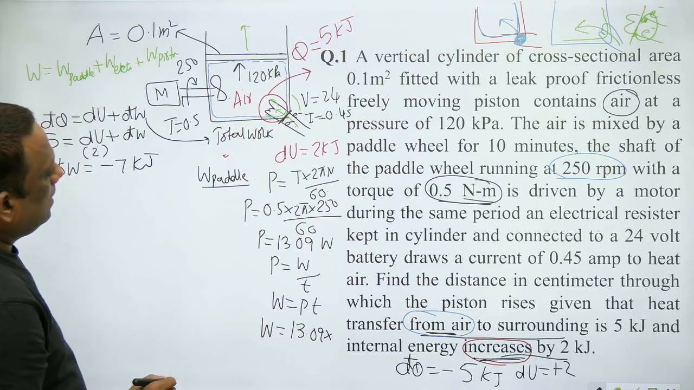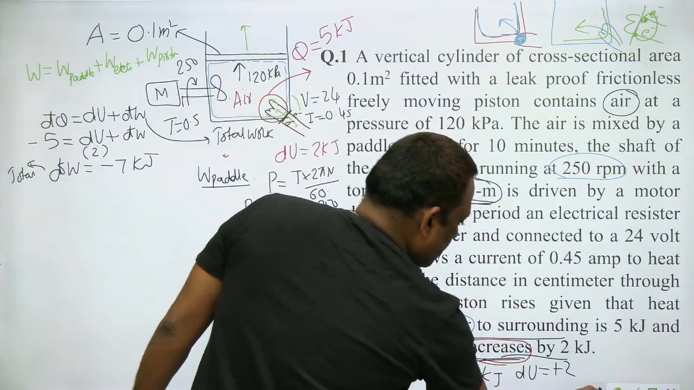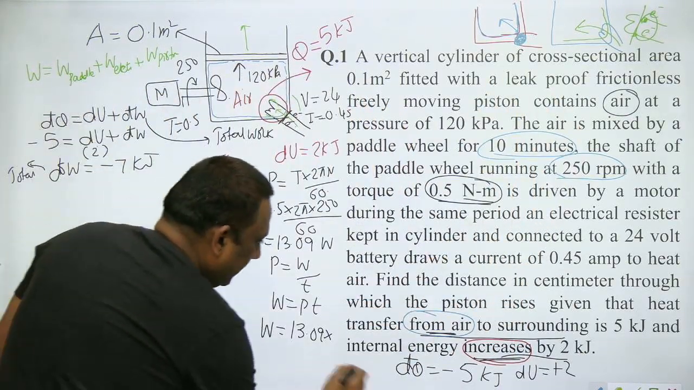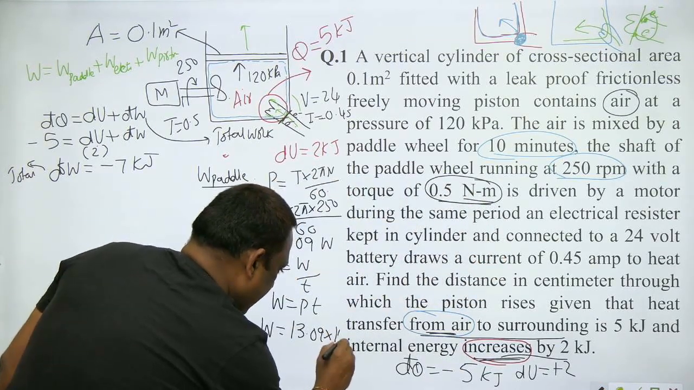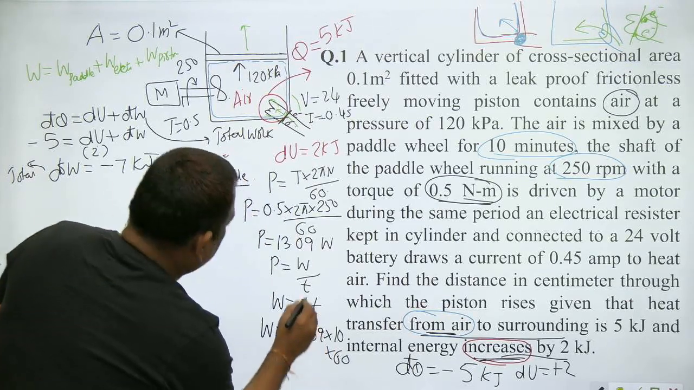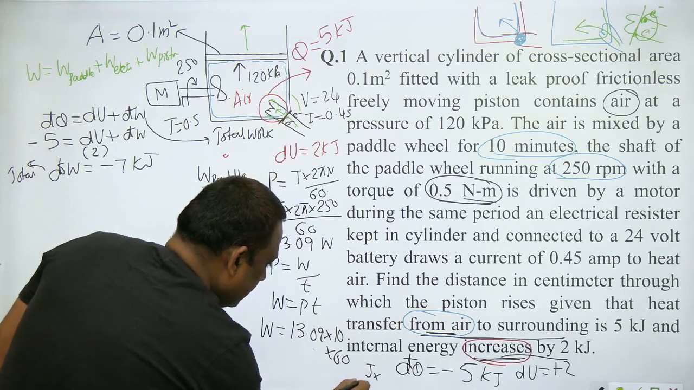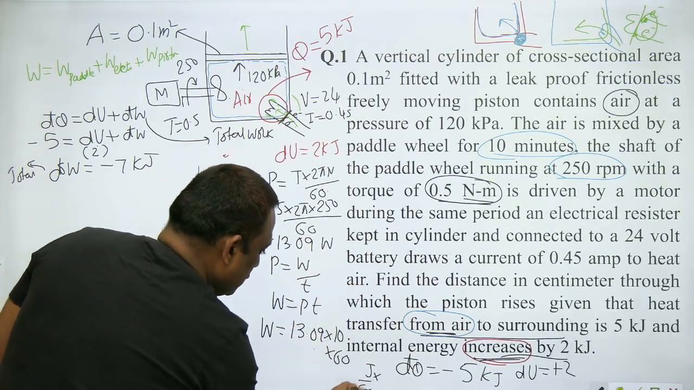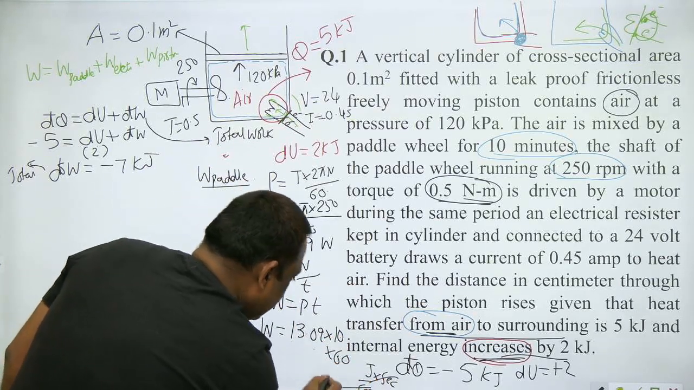So work will be equal to power, which is 13.09, into time. What is the time, my dear students? The time is given here. You know very well the time is given as 10 minutes. So multiply with 10, but that is in minutes, so multiply with 60. This 13.09 is in joule per second, and 10 minutes into 60 is 600 seconds. So you get the answer in joule.